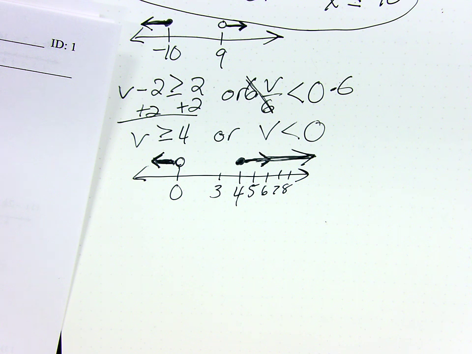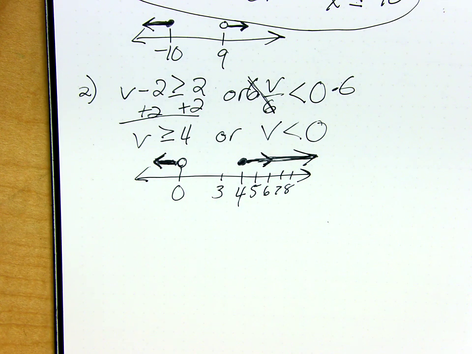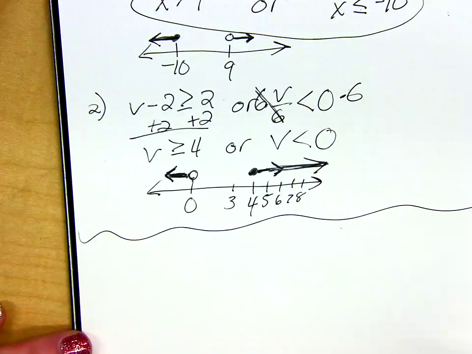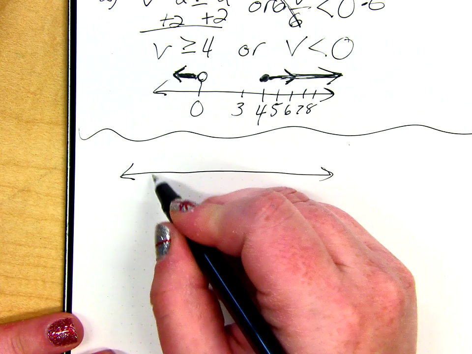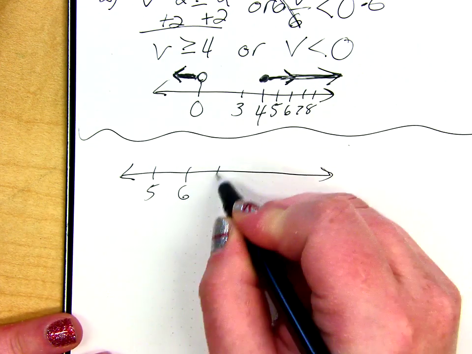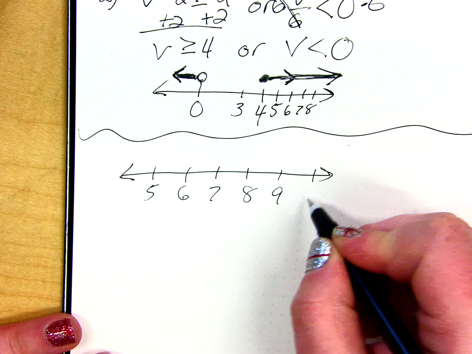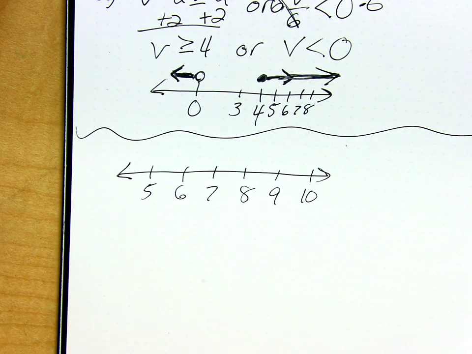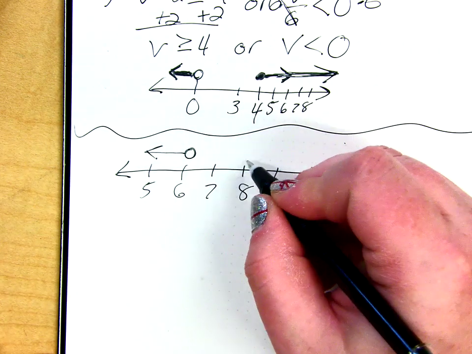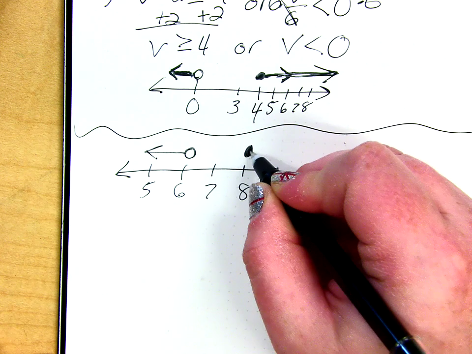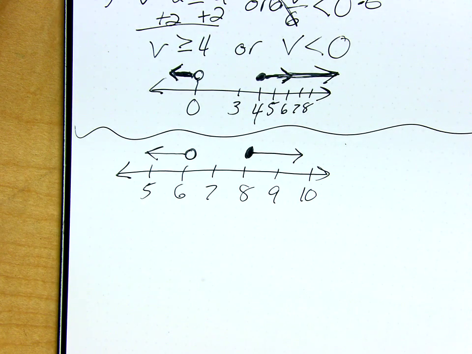Speaking of graphs, why don't we try this: I'll give you a graph, you write the inequality that matches that graph. I'll give you a bunch of numbers too, on the number line. So here's some portion of a number line, and then your graph looks like this. We'll start off easy.